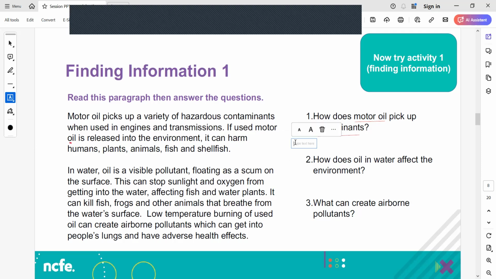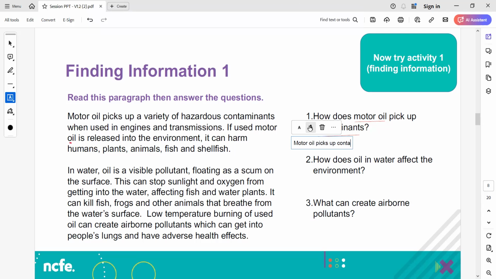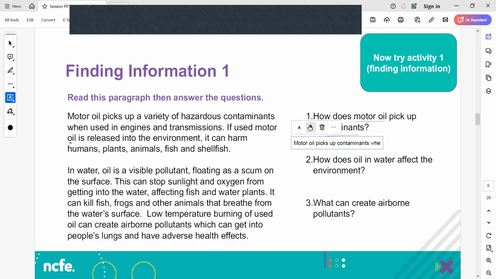So that's what we would need to write. Motor oil picks up contaminants when it is used in engines and transmissions. Okay, so that's the answer.